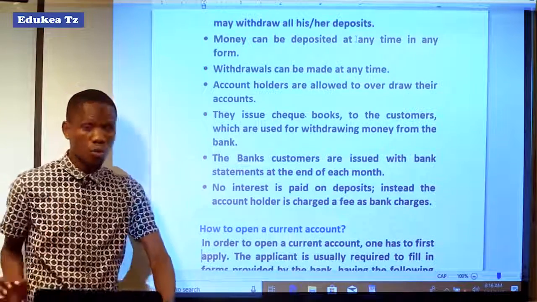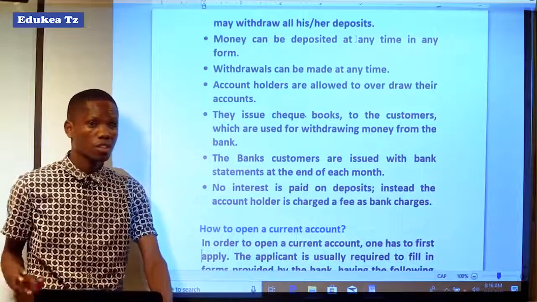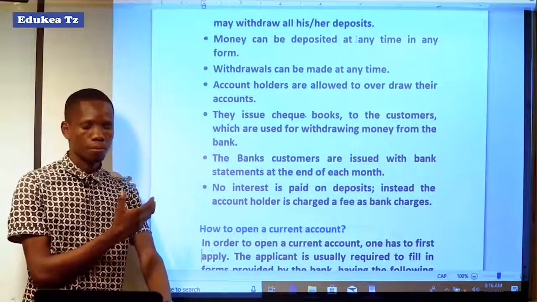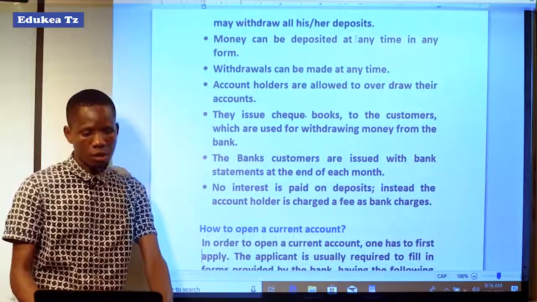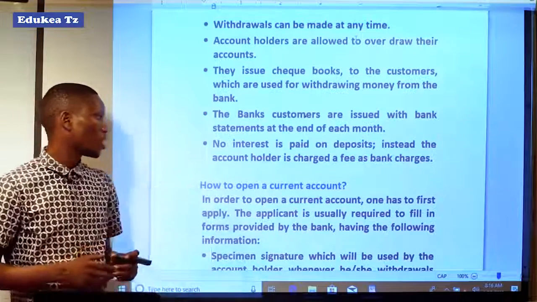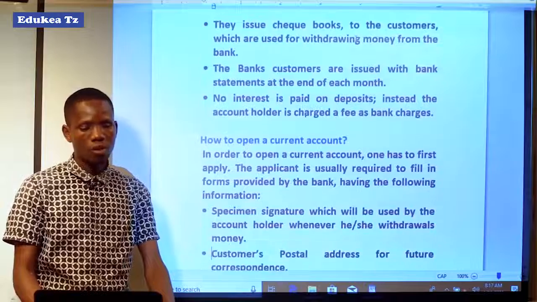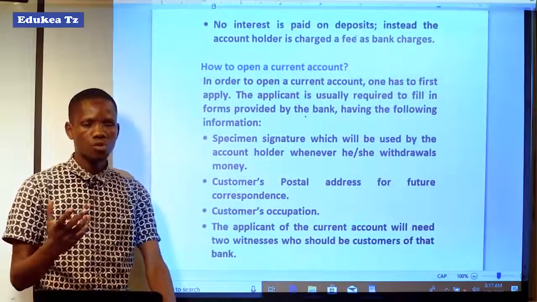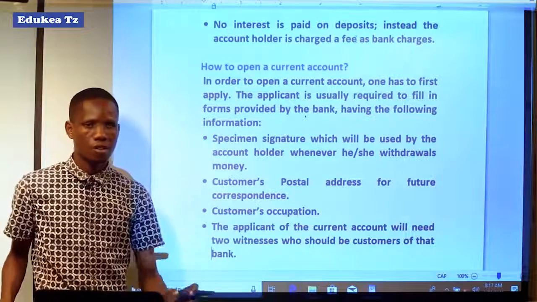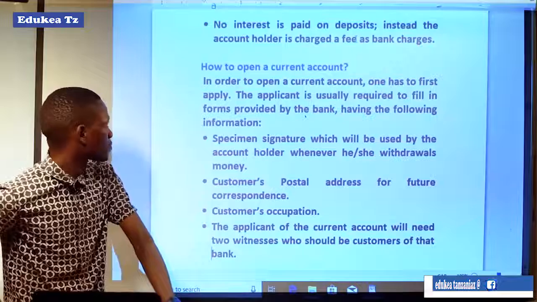So when the account holder is just depositing some amount of money into the banks, there is no interest that is paid to the account holder by these commercial banks. Instead, the account holder is charged a fee as bank charges. So in this type of account now there is a fee. It means the literal payment that is made by the account holder to the banks as the fee for their savings that have been made into these banks.